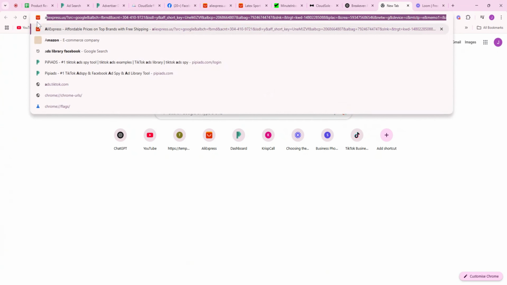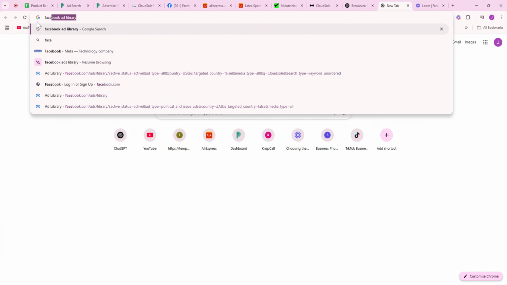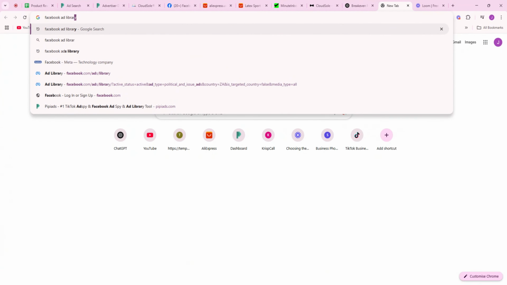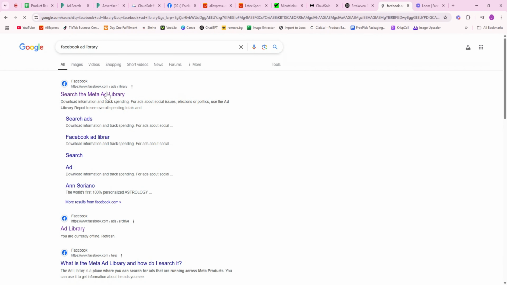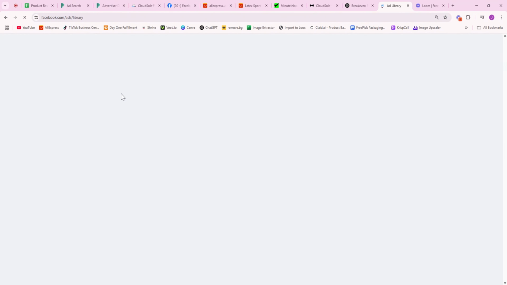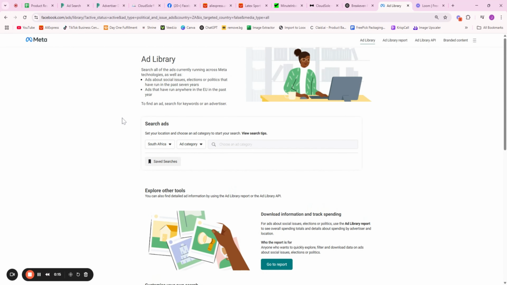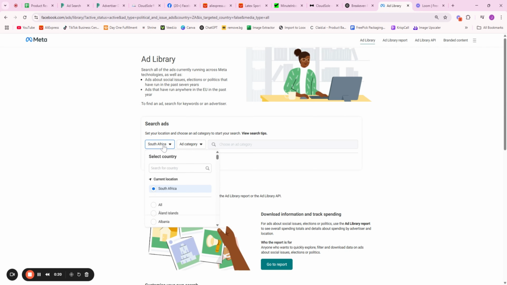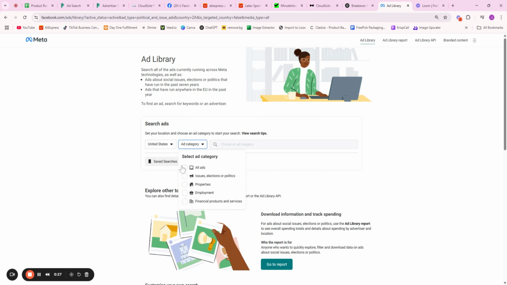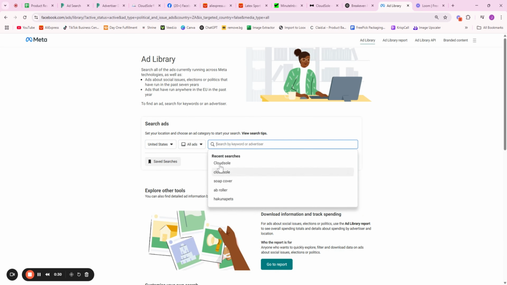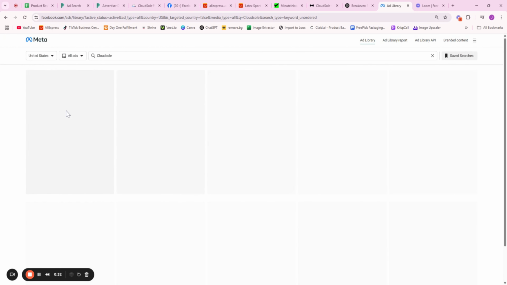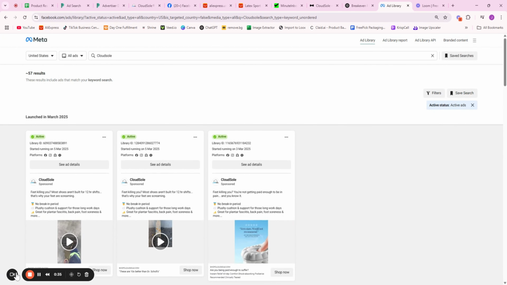So you're going to go to your Chrome and search Facebook ad library. And what we're going to be doing now is seeing how many ads this competitor is running. My camera's quickly off for this part because for some reason I can't get it working on the Facebook ad library page. So on the ad library, you're going to search for United States. Okay. We're then going to go add category all, and then we're going to search for CloudSole because this is the competitor that we're researching. We then are going to go ahead and have a look.